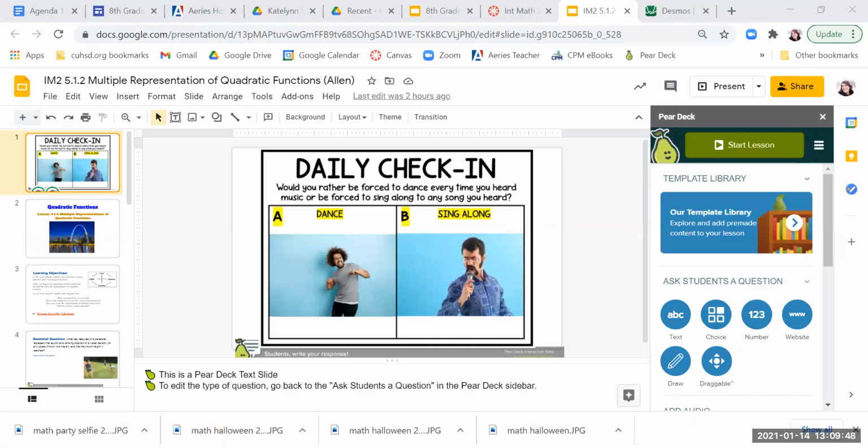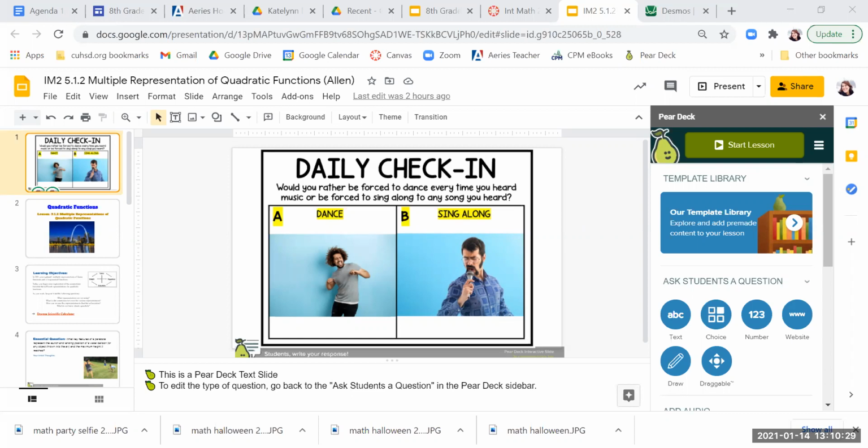All right, so quadratic functions, 5.1.2, multiple representations of quadratic functions. If you remember from past units in IM1, you've already explored multiple representations of a few other types of functions. Last year, you put some energy into your linear functions and exponential functions and trying to understand these four representations: a table that represents the function, an equation that represents the function, a graph that represents the function, and a situation that represents the function.